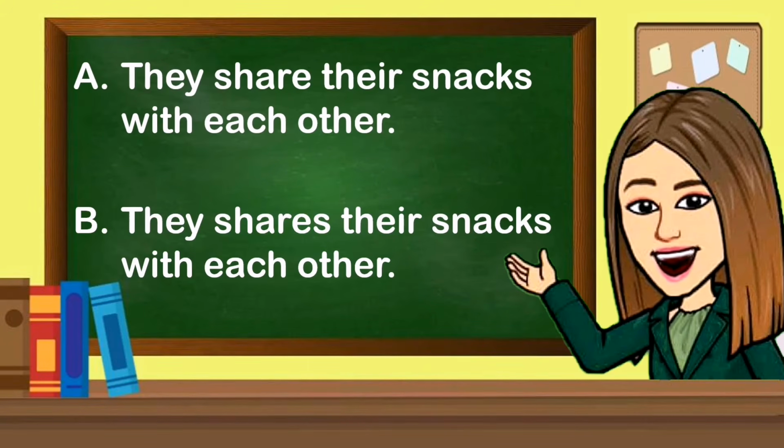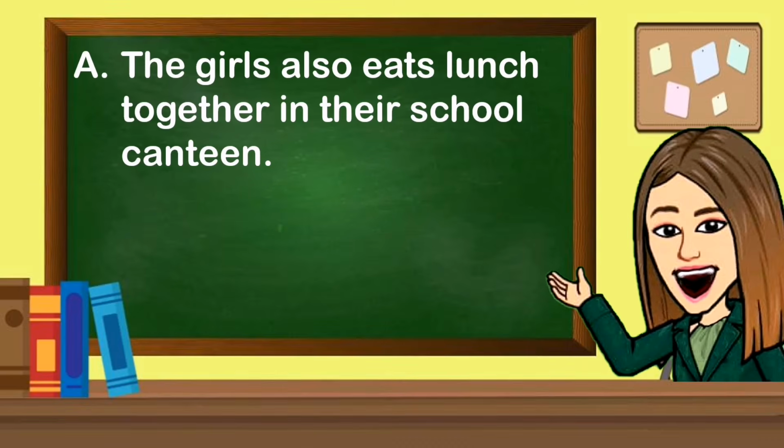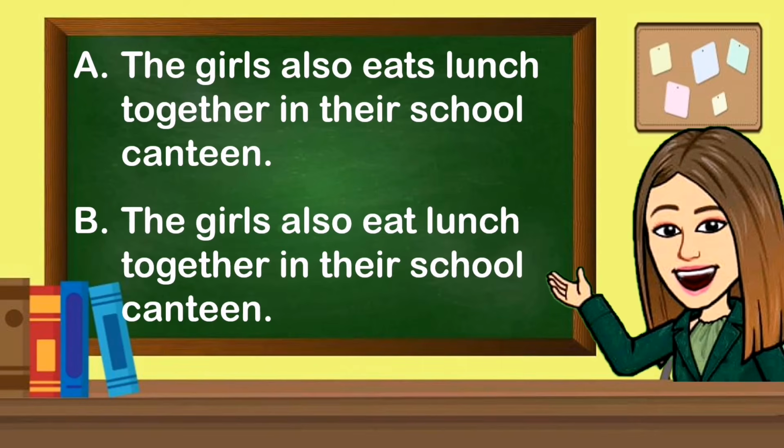So the correct answer is sentence A. They share their snacks with each other. So the subject is they and the verb is share. Next set of sentences. Sentence A. The girls also eat lunch together in their school canteen. Sentence B. The girls also eats lunch together in their school canteen. Which sentence used the correct simple present tense of verb?